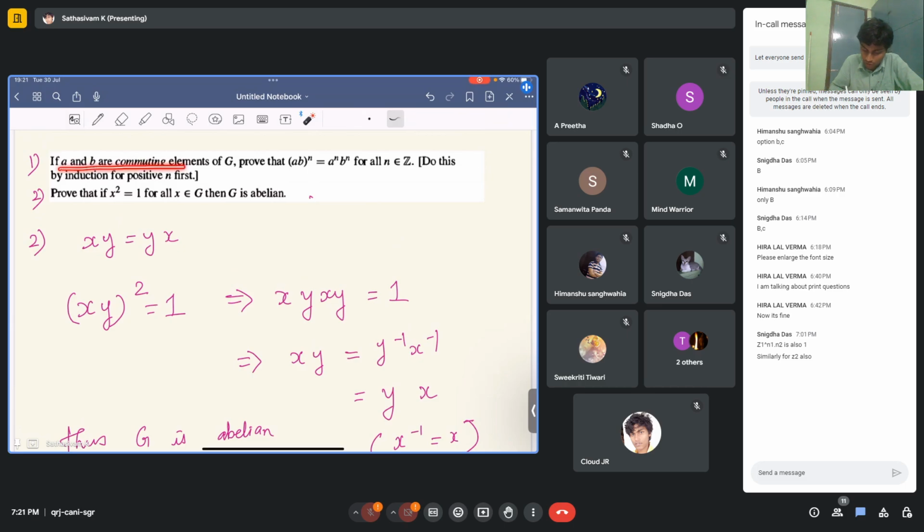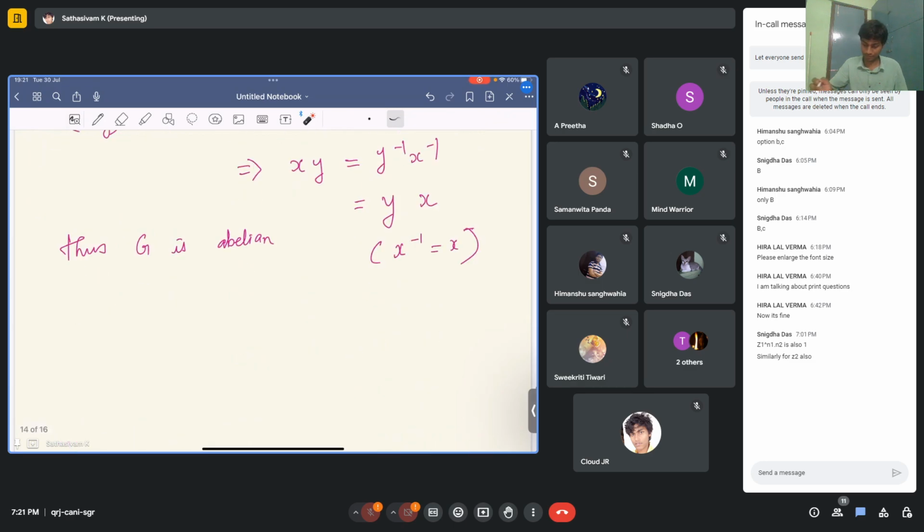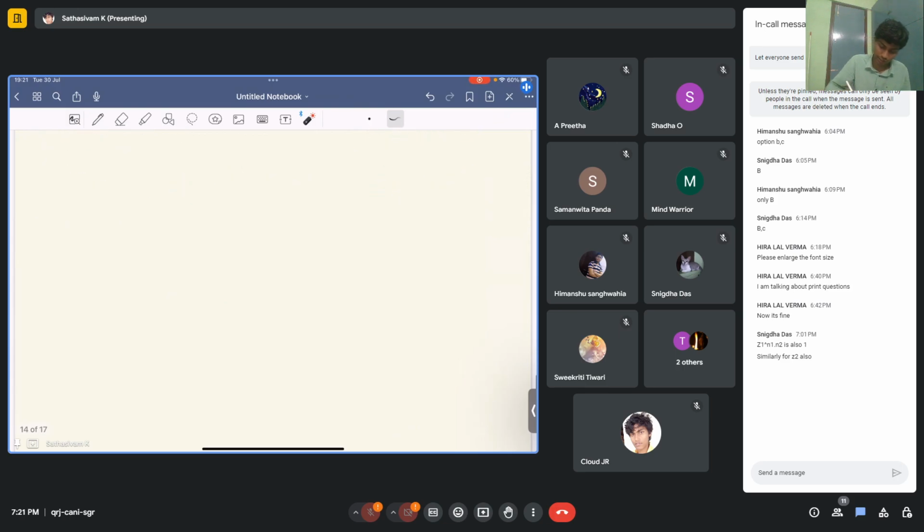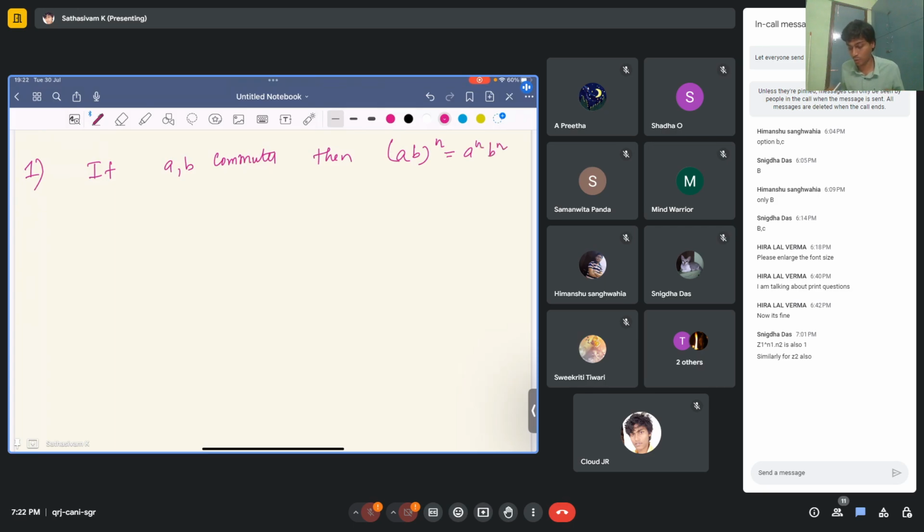It says A and B are commuting elements. Then prove that (AB) power n is A power n B power n. So let's write the statement. First one: if A, B commute, then (AB) power n is equal to A power n B power n. So let's prove that for 2 first.